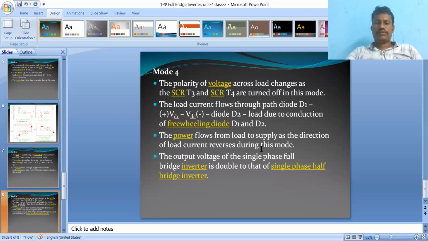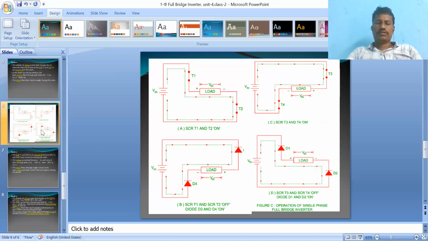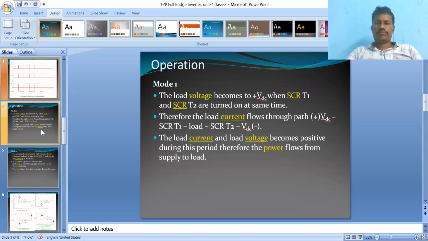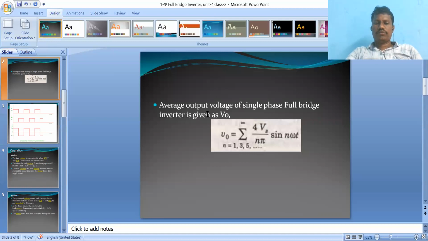So finally, what we say is that the output voltage of the single phase full bridge inverter is double that of the single phase half bridge inverter. So this is the operation of the single phase full bridge inverter. The output voltage of the single phase full bridge inverter is V0 equal to the sum over n equal to 1, 3, 5 and so on to infinity of 4Vs by n pi into sin n omega t. So it is the calculation of the output voltage of the single phase full bridge inverter.